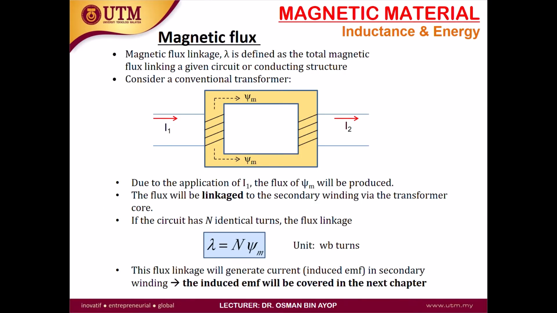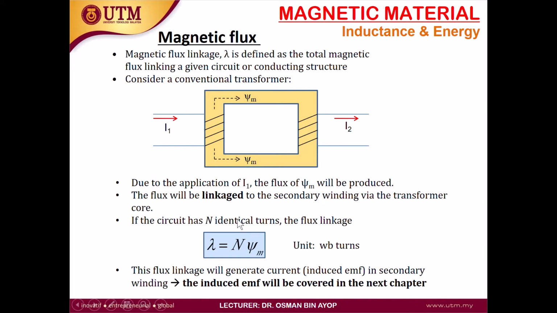Next, we go to magnetic flux. Magnetic flux linkage lambda is defined as the total magnetic flux linking a given circuit or conducting structure. Let's consider a conventional transformer. Basically, a conventional transformer is constructed using a magnetic material, and then we have two circuits. The first circuit has a certain number of windings, N, and the second circuit also has a certain number of windings or turns.